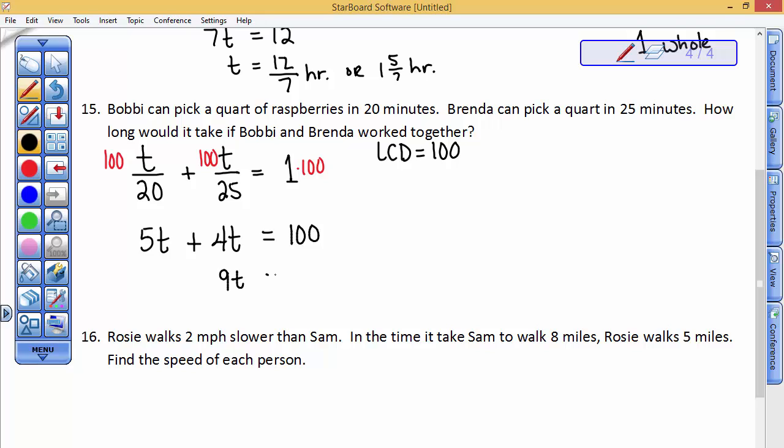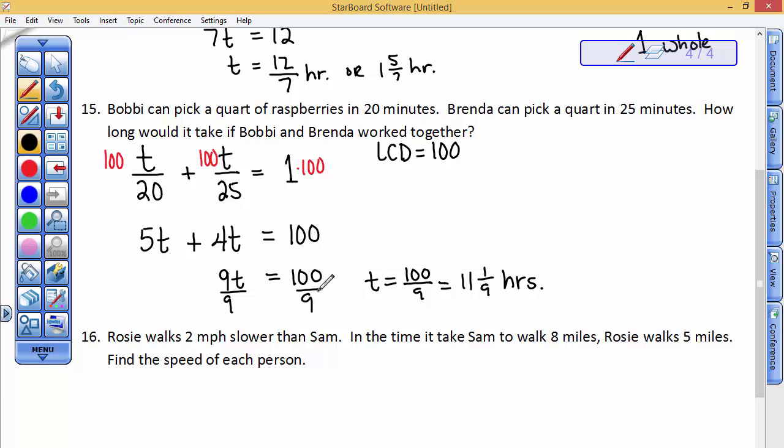The left side totals to be 9t, and when you divide both sides by 9, you get t is equal to 100 over 9, which in this case, let's see, 9 goes into 100 11 times. That's 99, and you got 1 left over. So 11 and 1/9 hours.